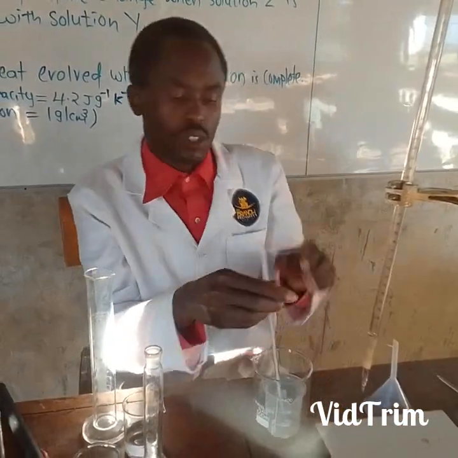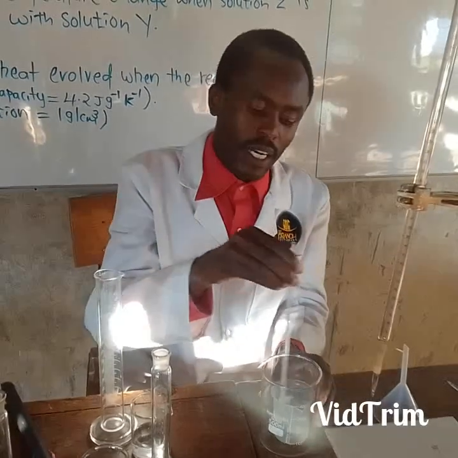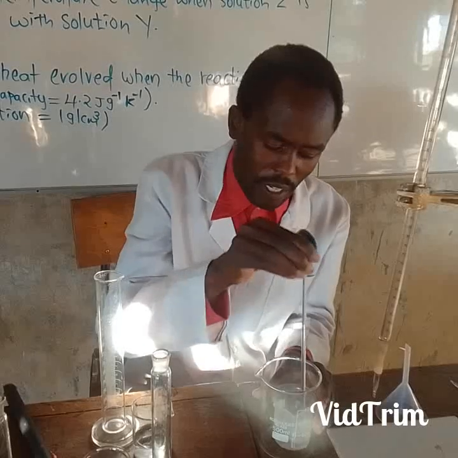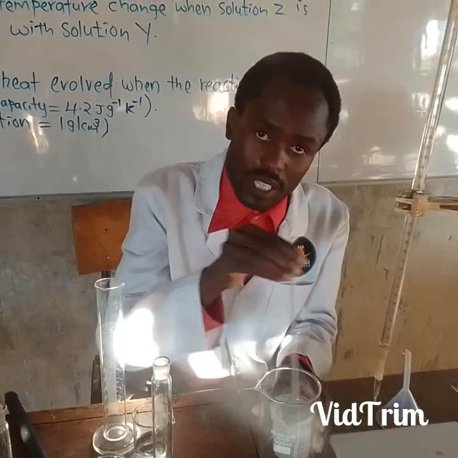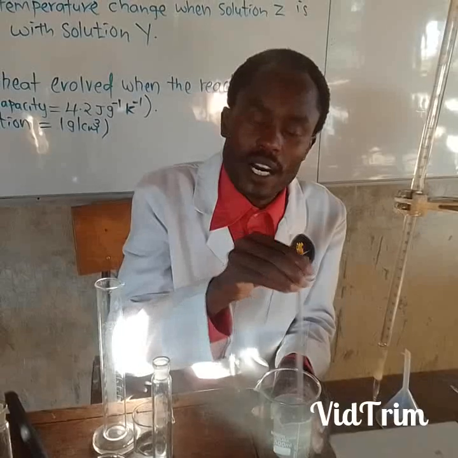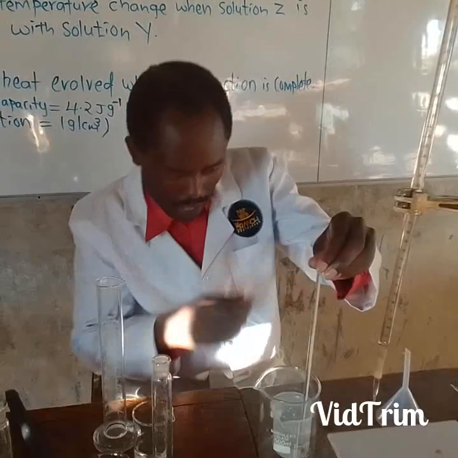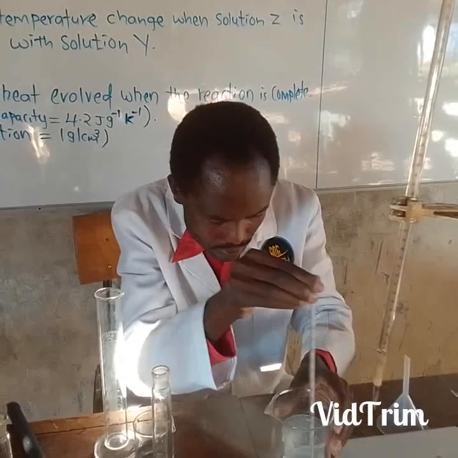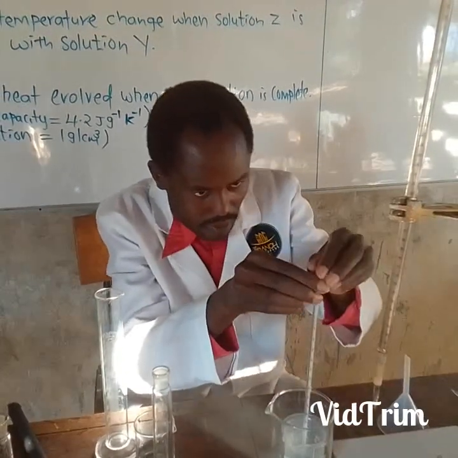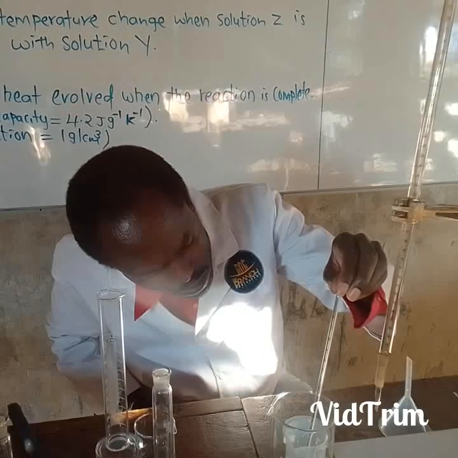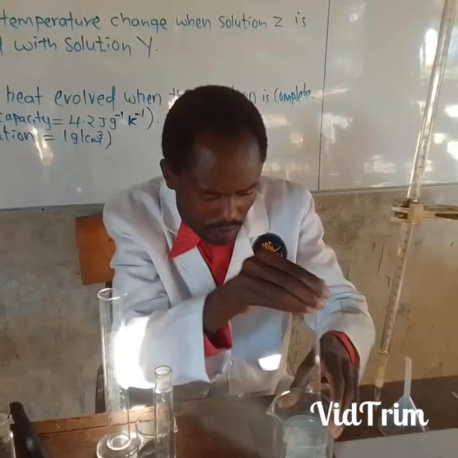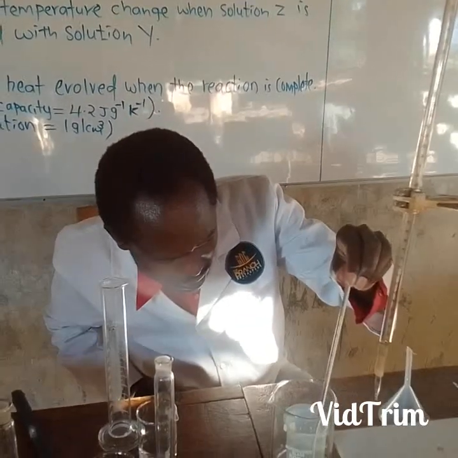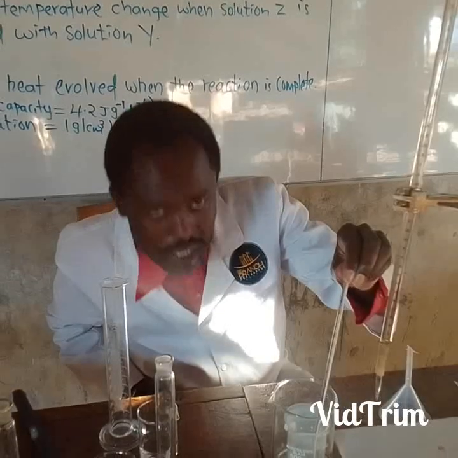Again, after addition, I have to start stirring using the thermometer. And I said the thermometer must remain in the solution. Don't remove. And read the highest temperature. So you stir using a thermometer in the mixture as you read the highest temperature reached. The highest temperature reached for this one is 20.5.